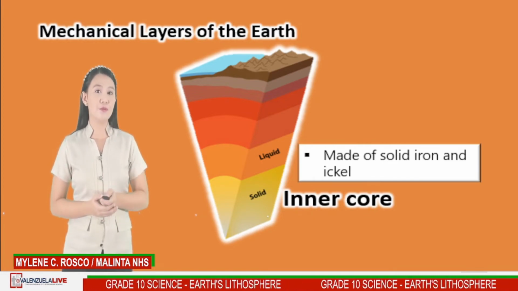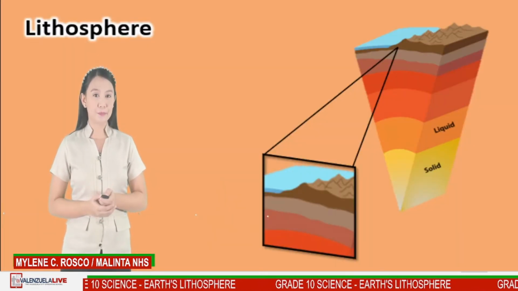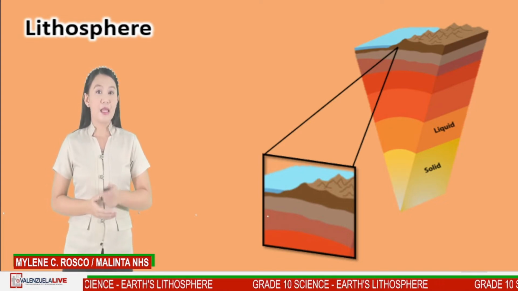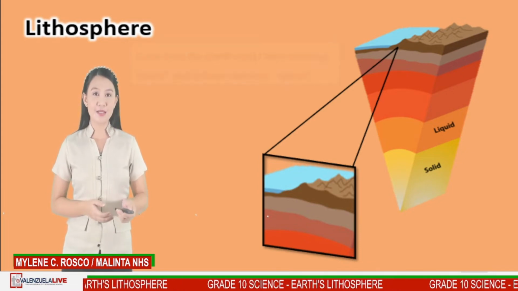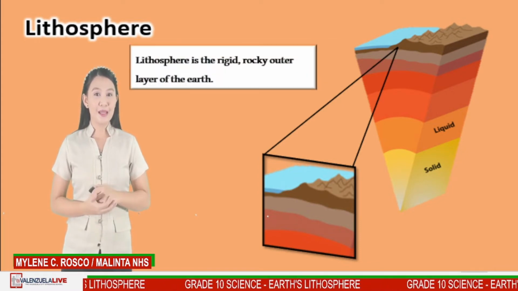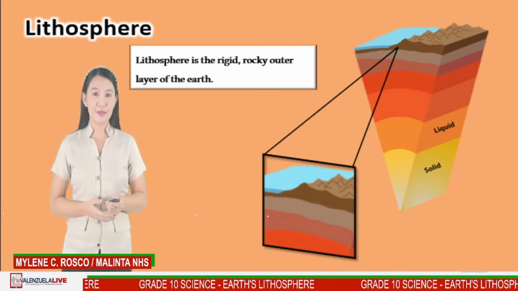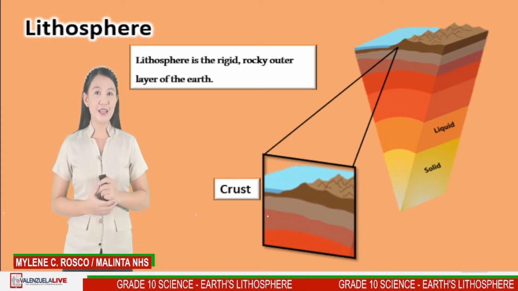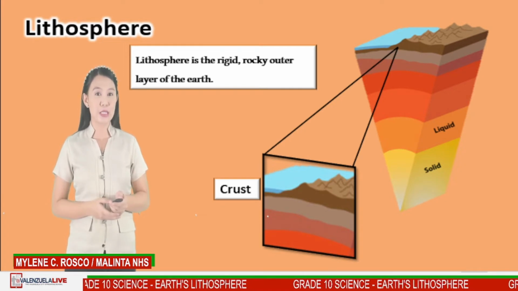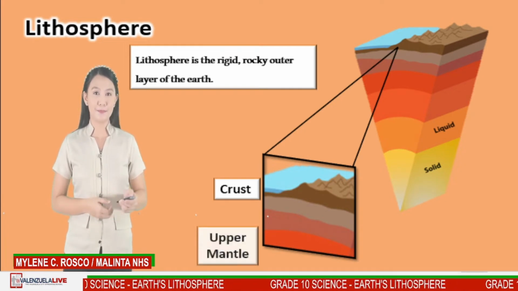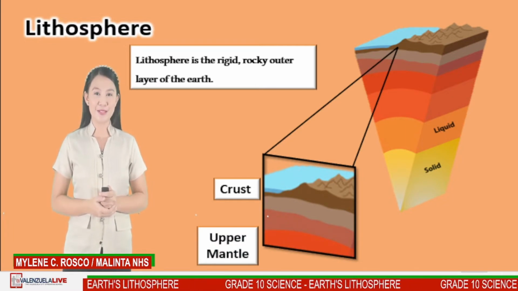Now let's go with the lithosphere. Lithosphere came from the Greek word lithos, meaning rocky, and spira, meaning sphere. Lithosphere is the rigid outer layer of the Earth consisting of crust and the solid outermost layer of the upper mantle. And it extends to a depth of about 100 kilometers.